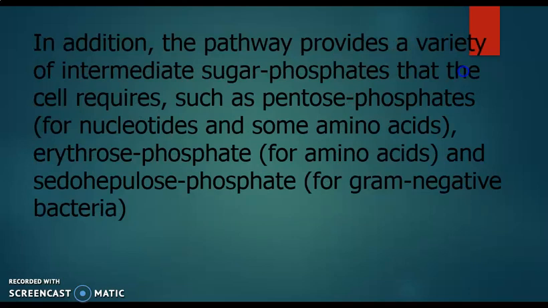In addition, the pathway provides a variety of intermediate sugar phosphates that the cell requires. So it may provide sugar phosphate intermediates such as pentose phosphates. So I have told that is from ribose 5-phosphate. These intermediates such as pentose phosphates are synthesized for the synthesis of DNA, RNA, and also for the synthesis of some amino acids. And also erythrose 4-phosphate is synthesized. This can be used for the synthesis of amino acids and 7-carbon sugar.